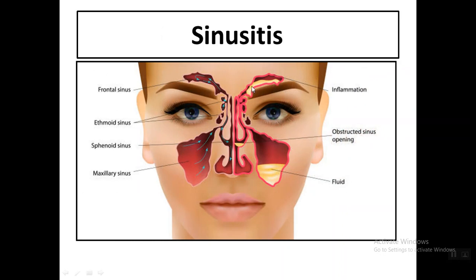في حالة إنه يكون إذا there is an inflammation of the sinuses, we call it sinusitis. There will be a collection of fluid and blockage of the drainage, يعني blockage of the meatus.